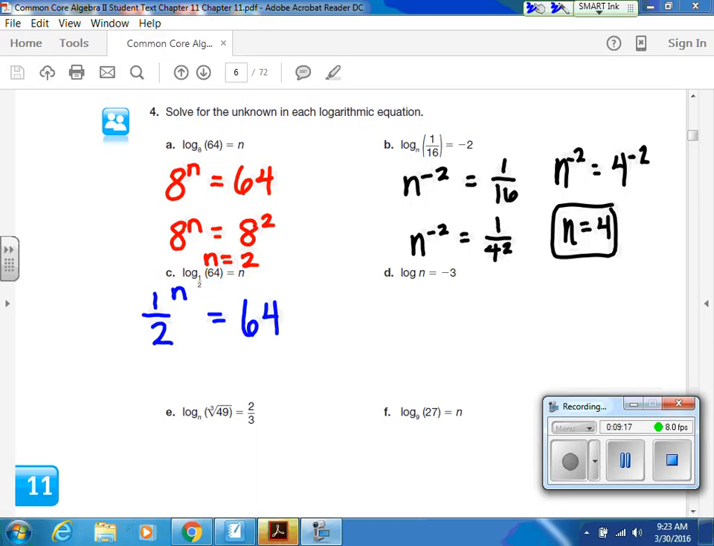8? I don't think it's 8. Hang on. Because I think 8 is like 512 or something. I think it's 6. 2 times 2 is 4. Times 2 is 8. Times 2 is 16. Times 2 is 32. Times 2 is 64. So I could rewrite this.